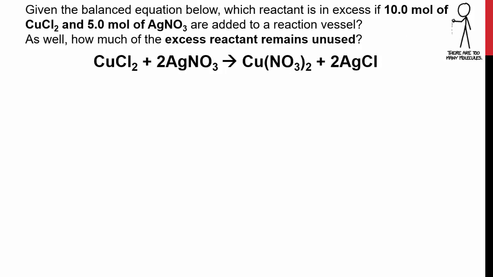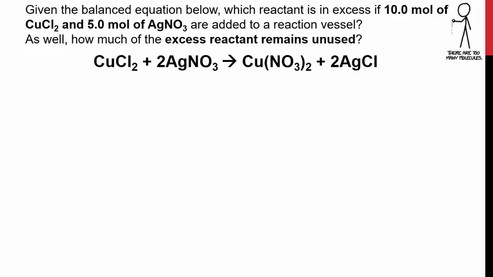Let's try this one. Given the balanced equation below, which reactant is in excess if you have 10 moles of CuCl2 and 5 moles of AgNO3, and they are added to the reaction vessel? As well, how much of the excess reactant remains unused?